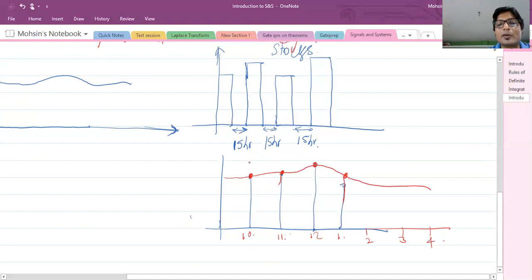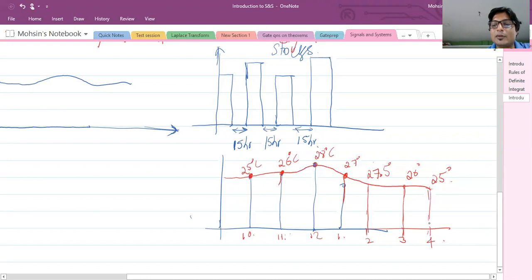So I will get, say in the morning, somewhat 25 degrees Celsius, then it might be 26 degrees Celsius. At 12 o'clock it might be highest, 28 degrees Celsius, and at 1 o'clock it might be around 27 degrees Celsius. Again it might increase to 27.5 degrees Celsius, at 3 o'clock 26 degrees Celsius, at 4 o'clock 25 degrees Celsius, and so on. So I'll get these discrete values at discrete instants. These are not continuous values but discrete values. Whatever readings I'm taking, those are the only values available to me. So this can be obtained by using sampling.